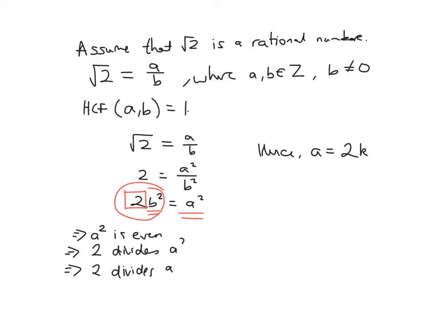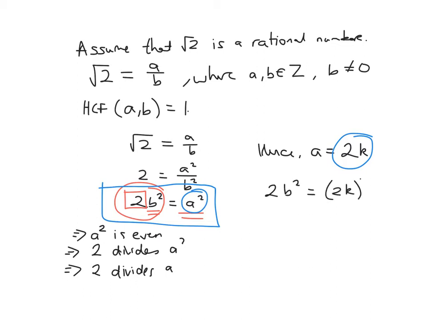So what I'm going to do now is I'm going to go back to this section here, and I'm going to substitute in a. So I'm going to substitute 2k in for where a was. Okay, so that's going to give me that 2b squared is equal to (2k) all squared. So that means 2b squared is equal to 4k squared. I'm going to divide both sides by 2. So that tells me that b squared is equal to 2k squared.